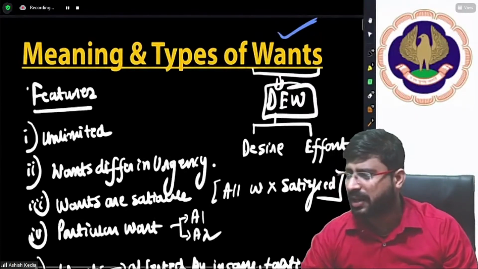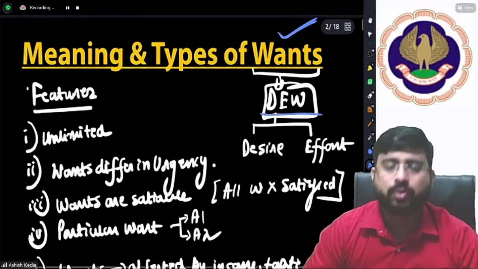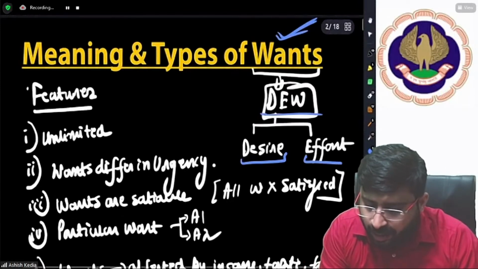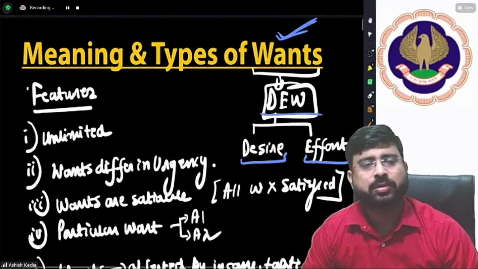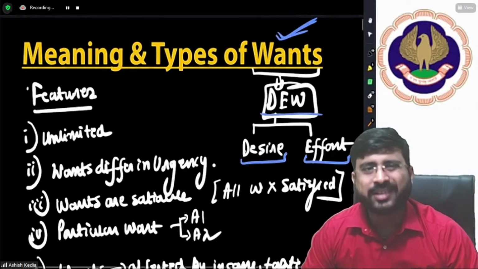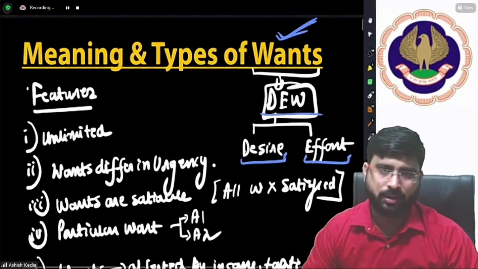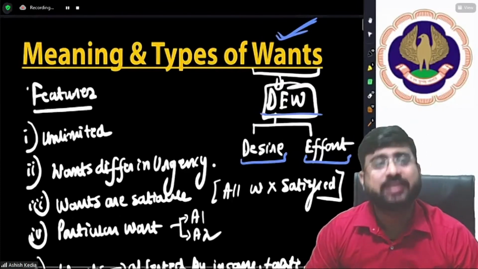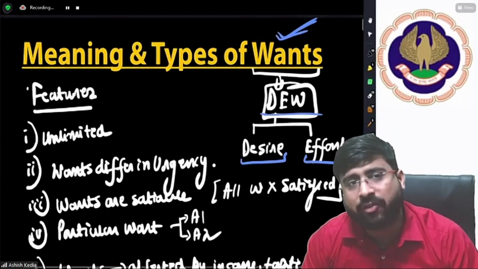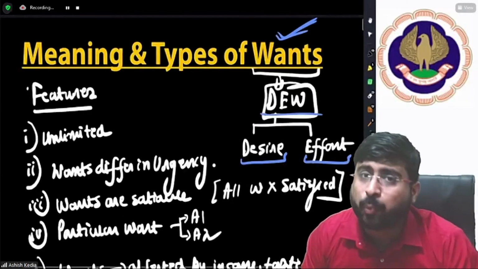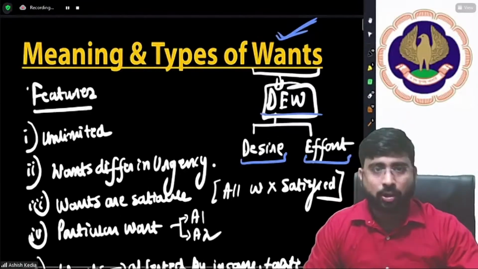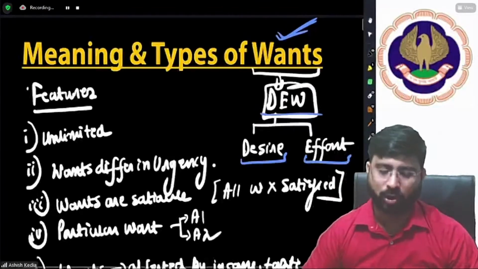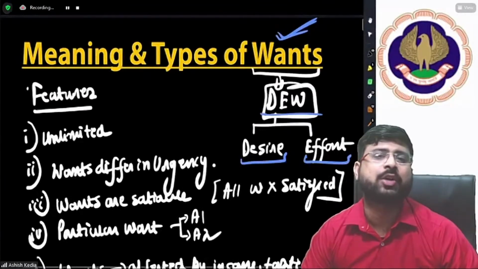So pay attention. Here the trick is DEW. Whenever we want to call something a want, it should be desire plus effort. Suppose somebody desires a luxury car. It is just a desire, not a want. But let's say somebody desires a luxury car and is now putting in the effort to get that luxury car. When desire is backed by effort, then we call it wants. So what is want? Desire plus effort equals wants.